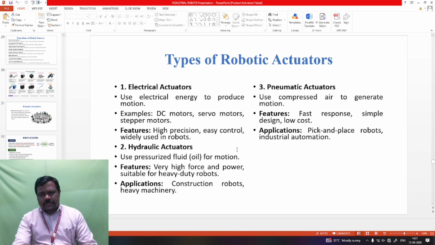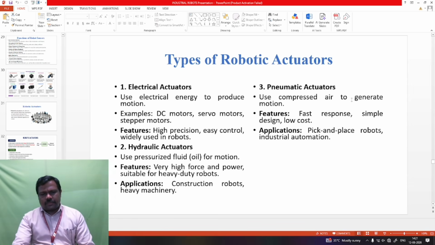There is an electrical actuator, hydraulic actuator, and pneumatic actuator. An electrical actuator uses electrical energy to produce motion. Examples are the DC motor, servo motor, and stepper motor, which feature high precision and easy control, and are widely used in robots.